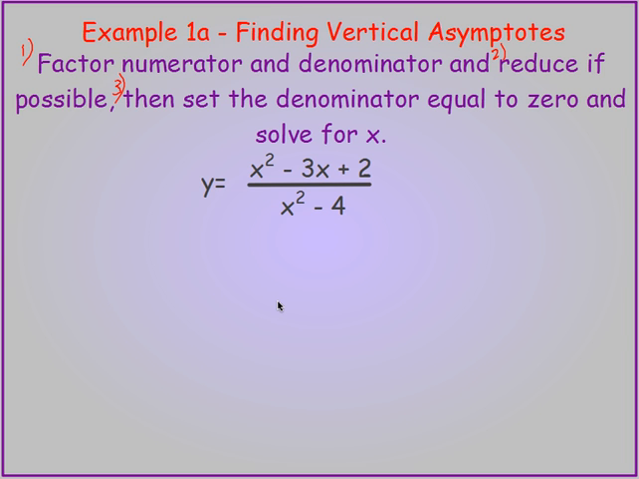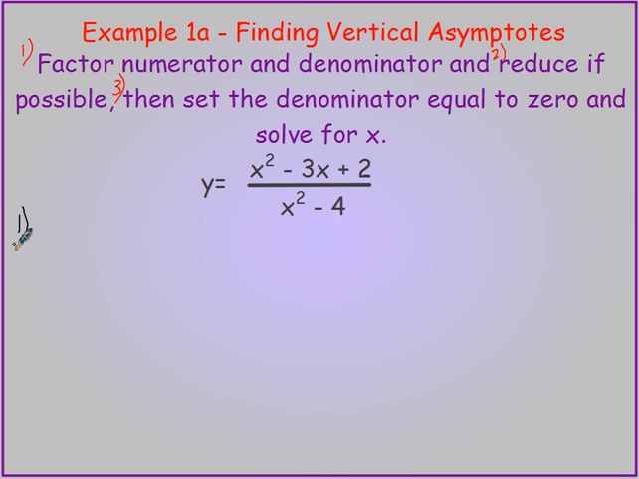So, here's my equation. Here's my rational function. Does everybody see that it is a rational function? Right? Why? Because I have 2 polynomials that are being divided. Got it? Step 1, factor. Factor the rational function. So, you're going to do them separately. So, factor the numerator and then factor the denominator.